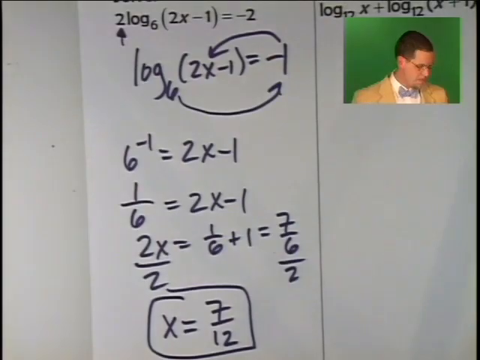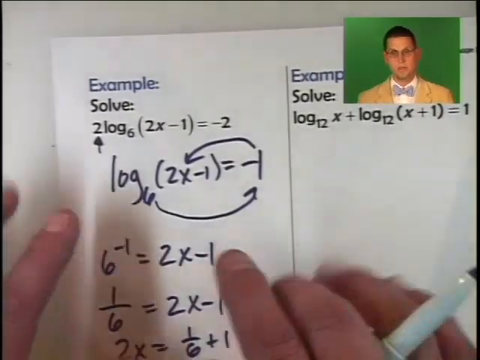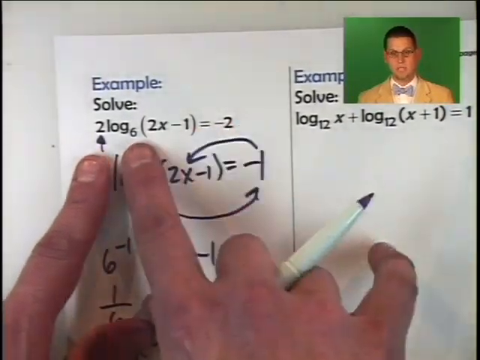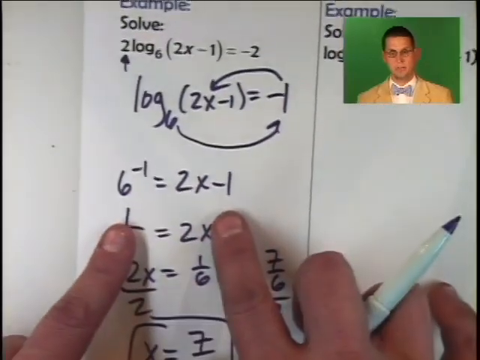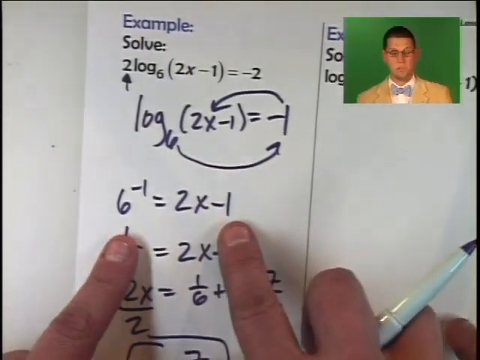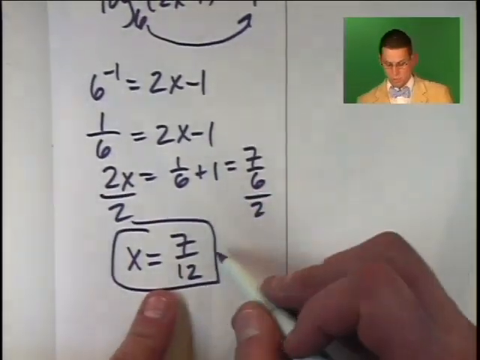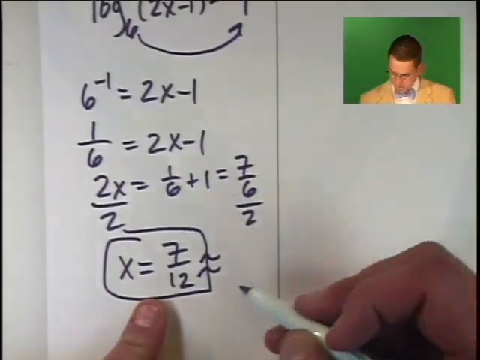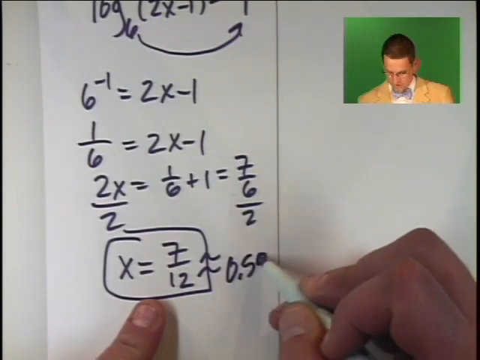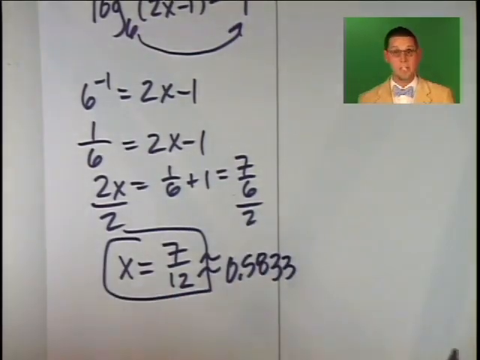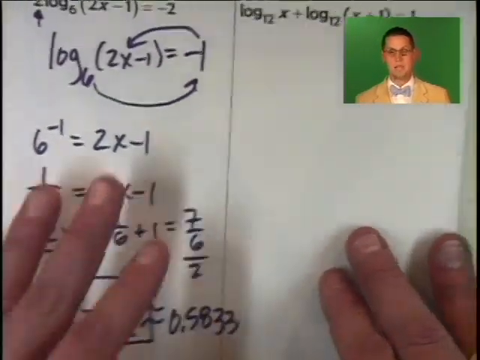So was that bad? It wasn't too bad at all. What did we do? We divided to isolate the log. We converted it to exponential. And once we converted to exponential, it wasn't even an exponential equation. It was linear. And then we solved it. We got 7/12, which if you're interested is approximately 0.5833. Okay, let's take a look at this guy.